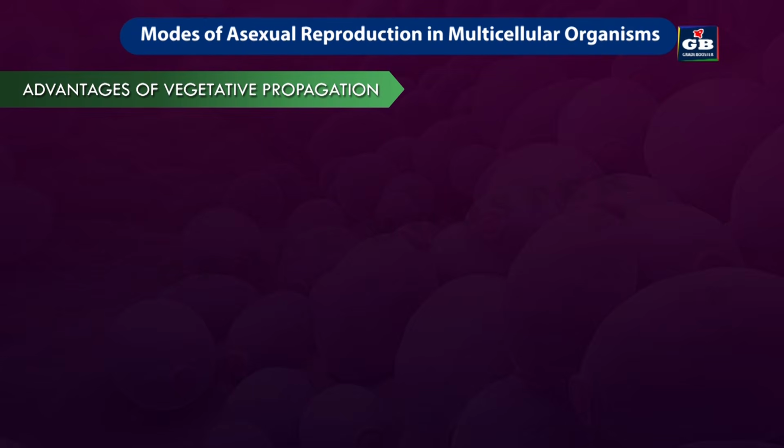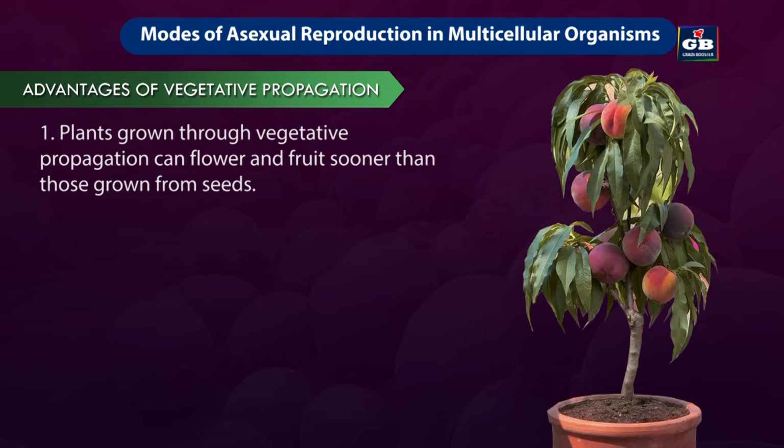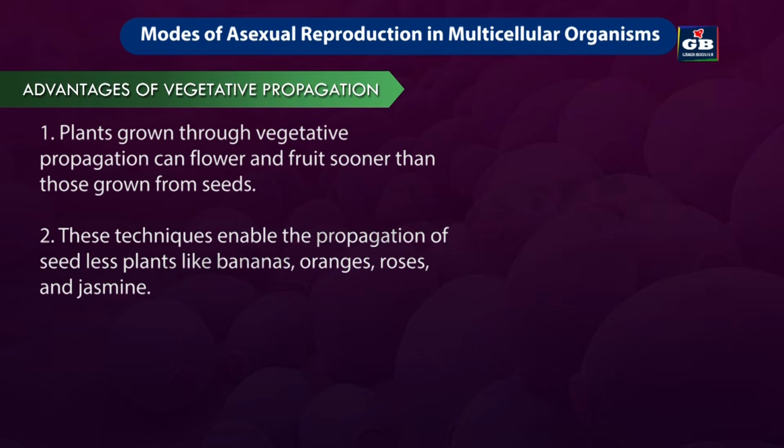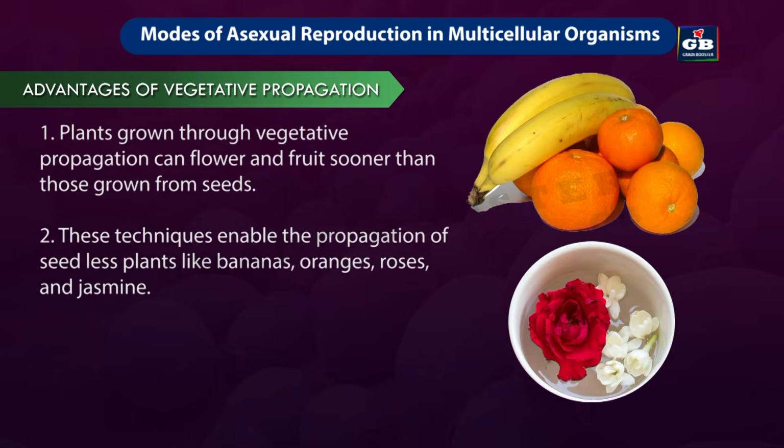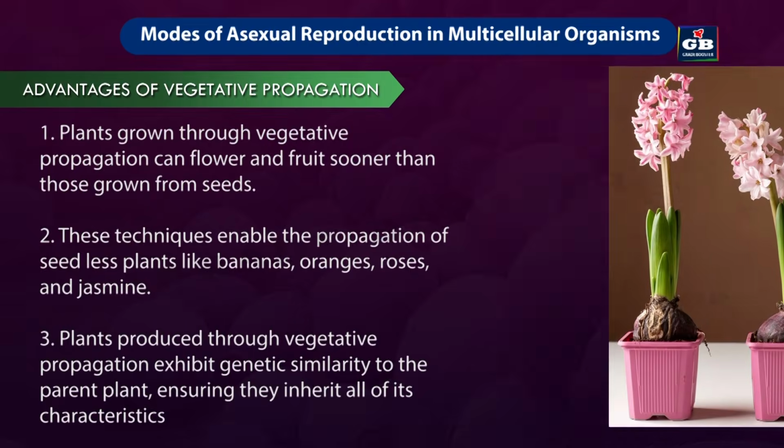Advantages of vegetative propagation. 1. Plants grown through vegetative propagation can flower and fruit sooner than those grown from the seeds. 2. These techniques enable the propagation of seedless plants like bananas, oranges, roses, and jasmine. 3. Plants produced through vegetative propagation exhibit genetic similarity to their parent plant, ensuring they inherit all of its characteristics.